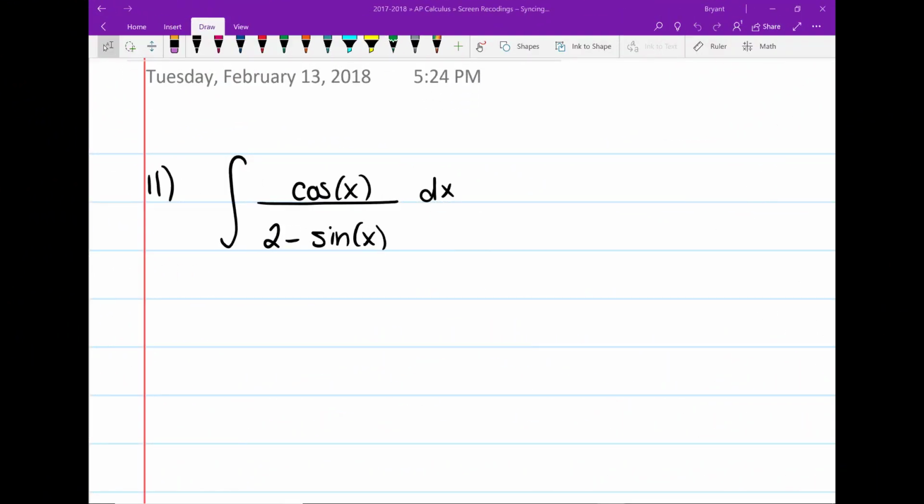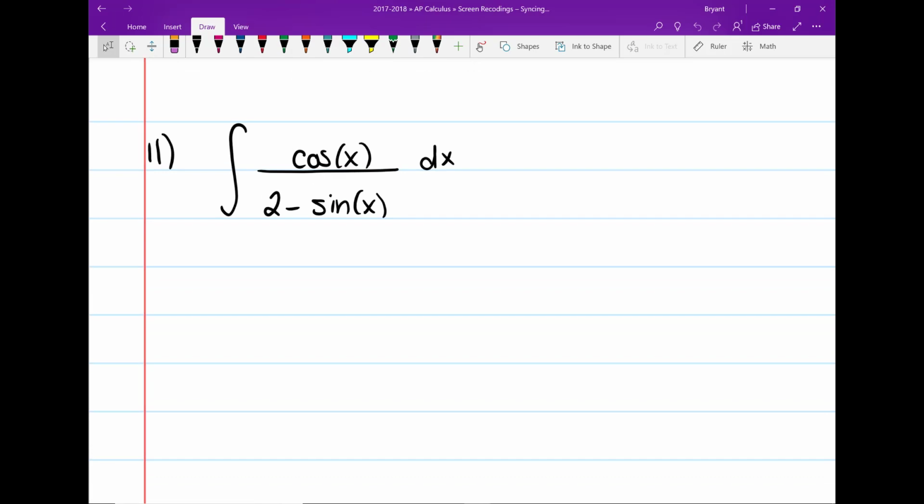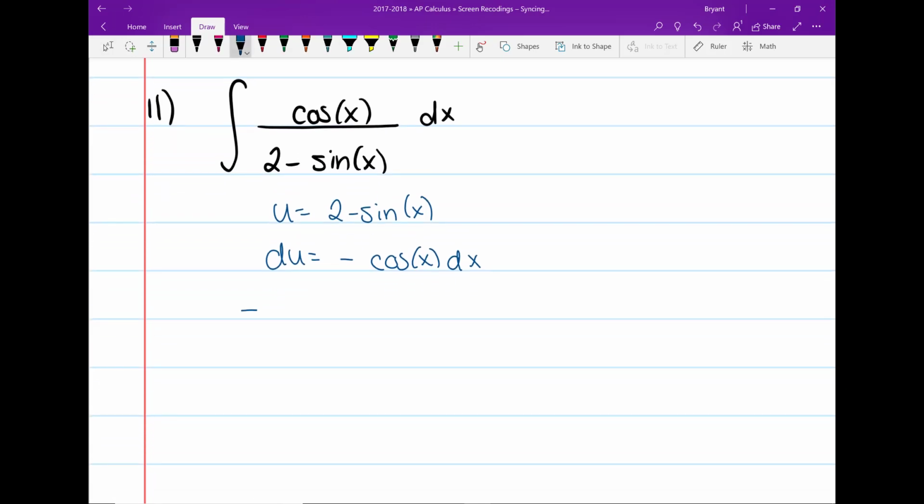In this video, we're going to look at working with some indefinite integrals to find the family of functions that the integral represents. So for the first one, we're going to need a u sub, and we're going to let u equal 2 minus sine of x. So du is going to be equal to negative cosine of x dx. I don't want the negative there, so negative du is equal to cosine of x dx.